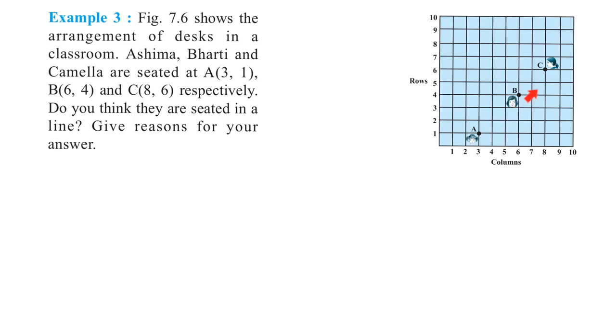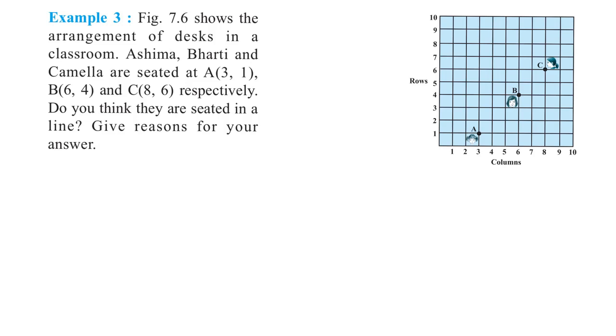If they are seated in a line, then AB plus BC should be equal to AC. Only then will these 3 be in a line. Otherwise, they will not be in a line. So we need to find the distance AB, the distance BC, and then the distance AC, and then check whether AB plus BC is equal to AC.